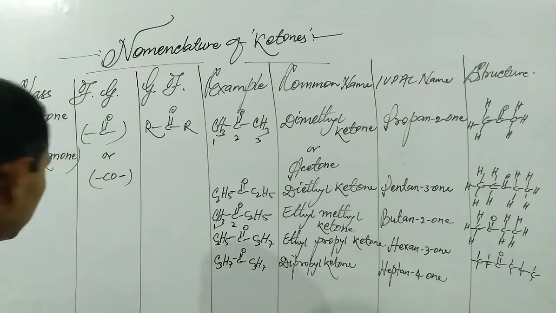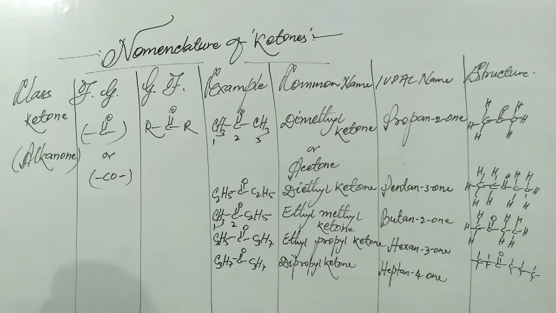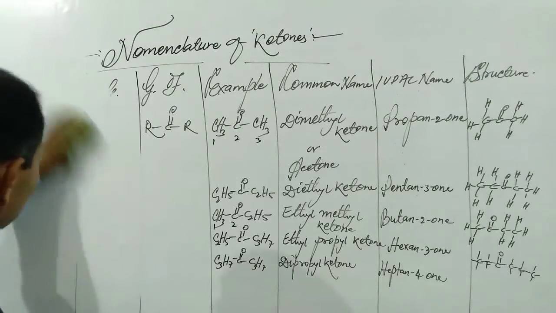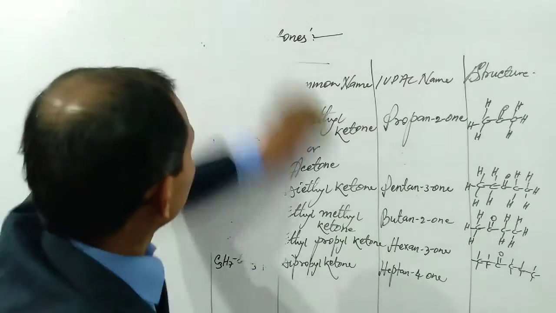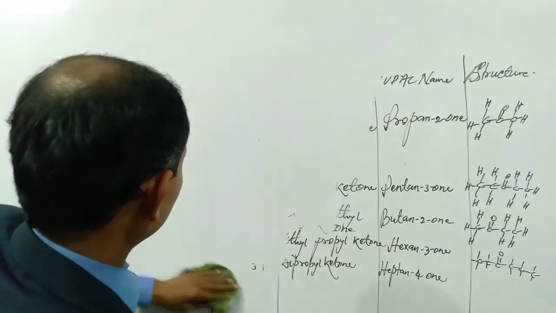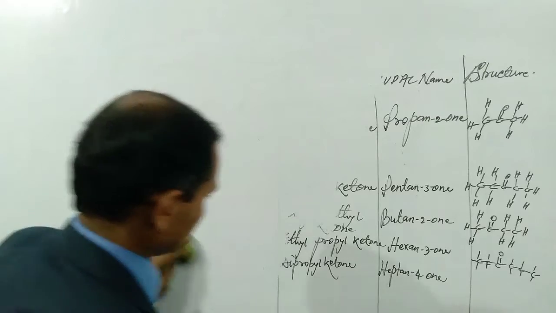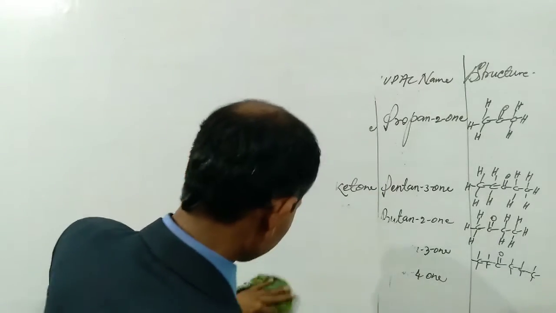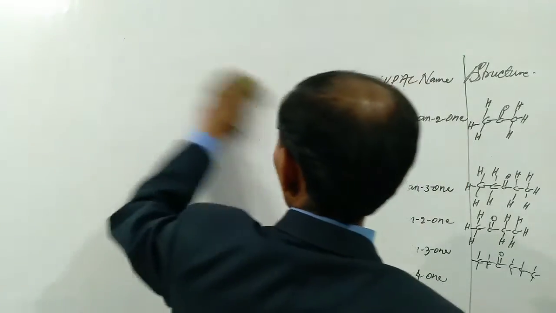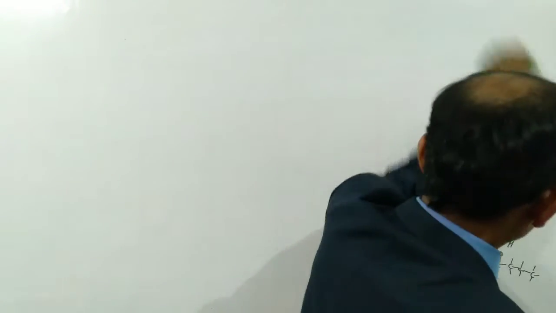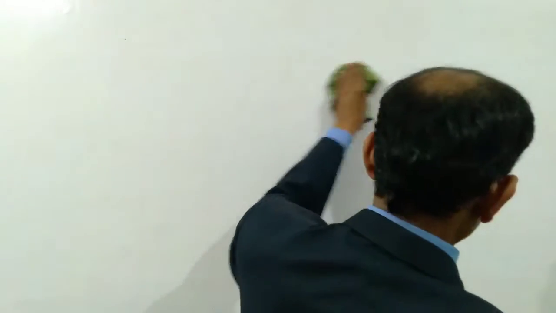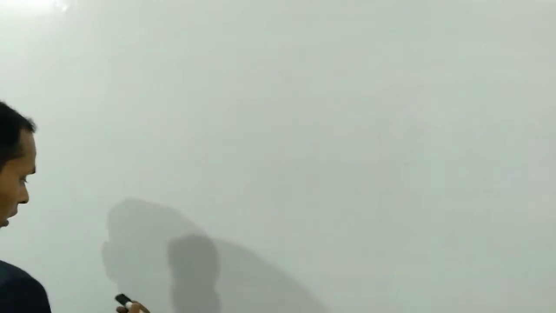In the same manner, we can write the names of another functional group also, like ether. So the next functional group will be ether. We can write the nomenclature of ether in the same manner. We have to also draw 7 different columns like the nomenclature of ketone for further nomenclature of different types of functional group.